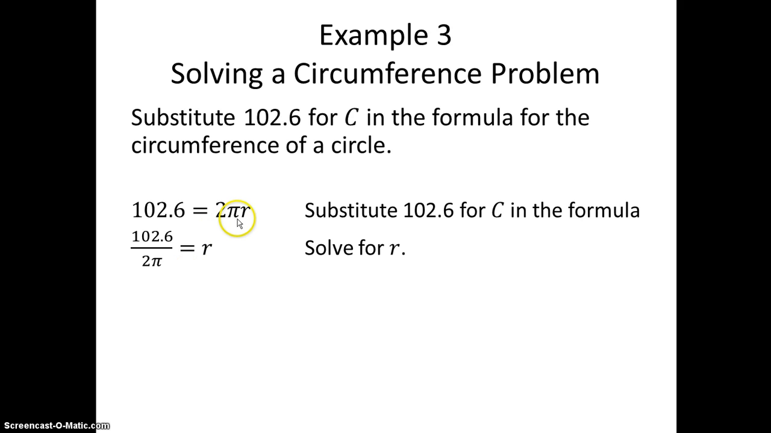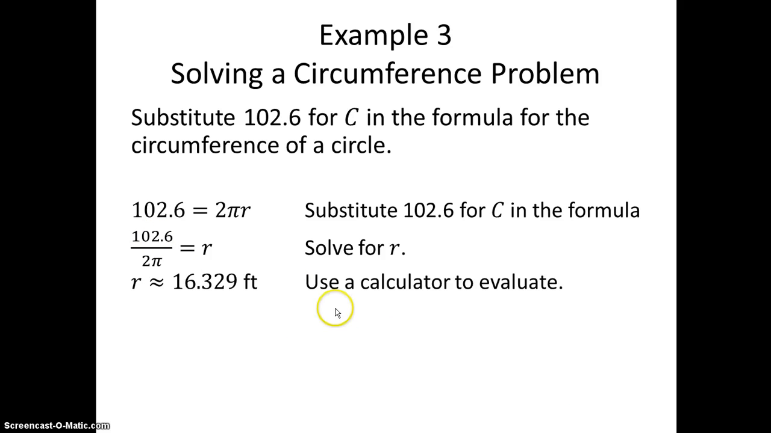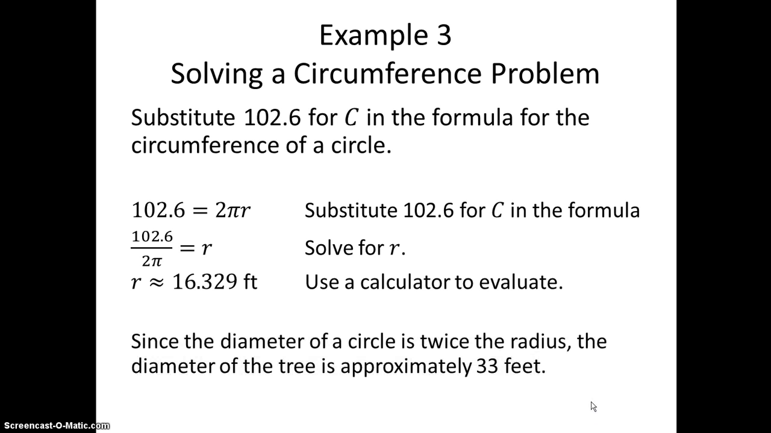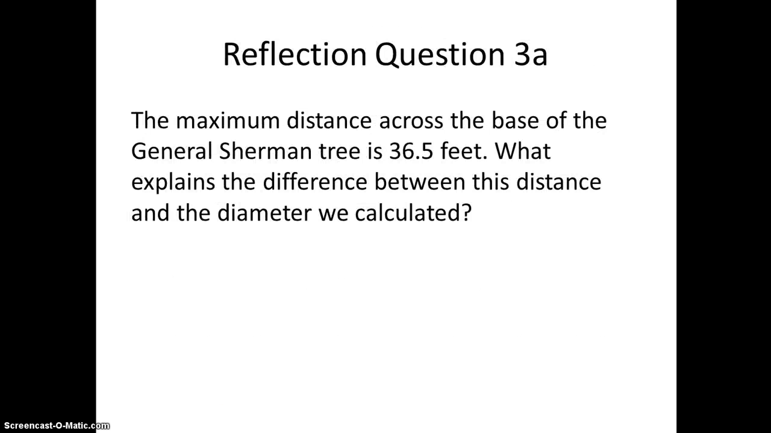Once I have that, the variable that I'm interested in is finding the diameter, but first I need to find the radius, so I divide both sides by 2 pi and get this expression for r. And then I just use a calculator to evaluate this expression here, and I end up getting approximately 16.329 feet. But you have to remember that we're interested in the diameter of the tree, which is exactly twice the radius, so the diameter of the tree is approximately 33 feet.